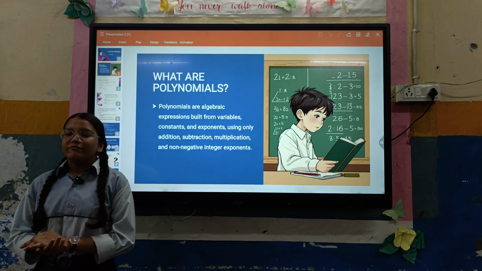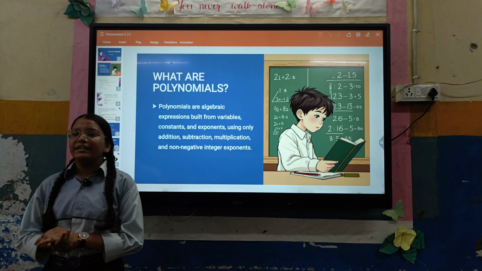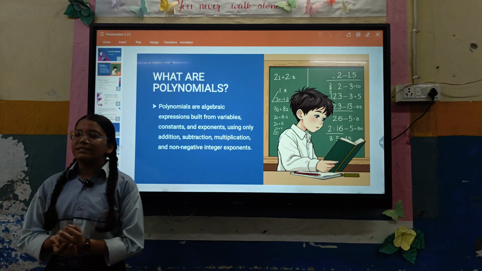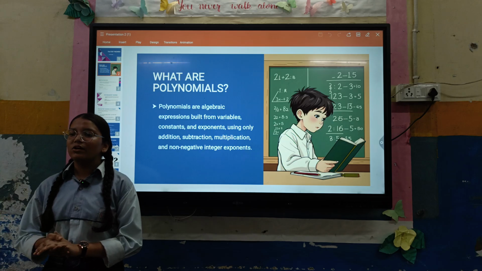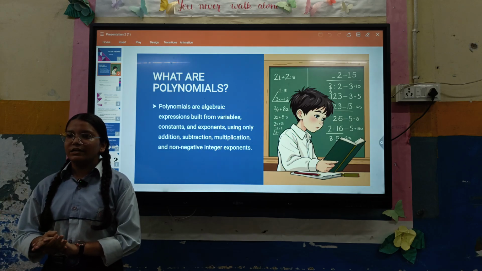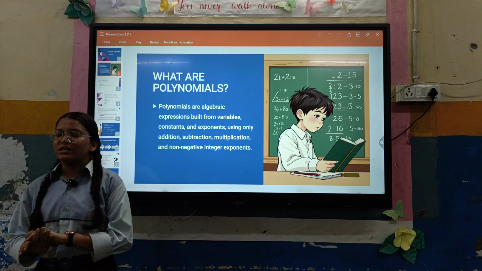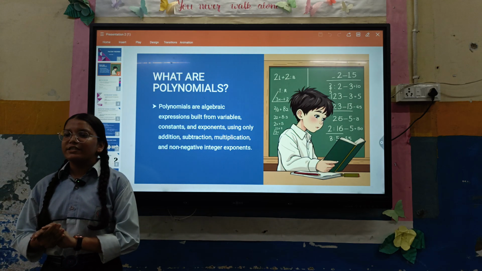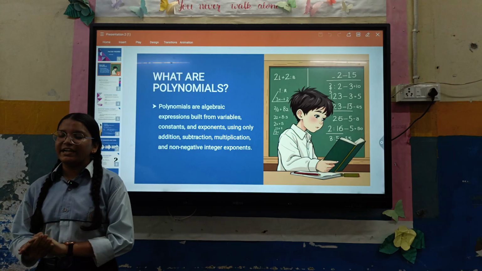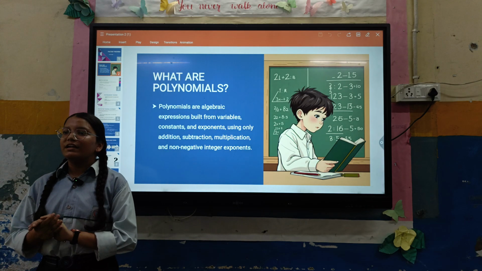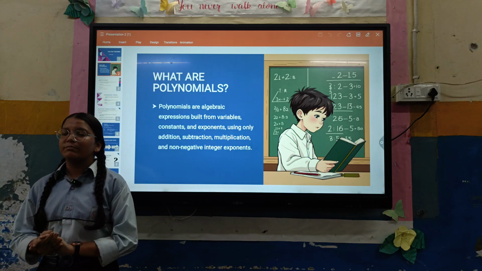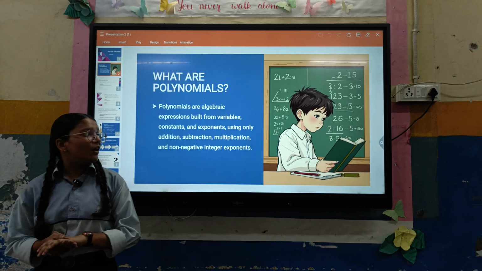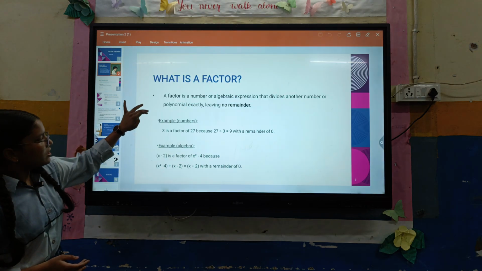A variable is a quantity that can be changed and is not fixed. For example, x, y and z. Then a constant. A constant is a value that remains unchanged. For example, pi. Then exponents. An exponent indicates how many times a number is multiplied by itself. For example, 2 cube. So now our next topic is a factor.